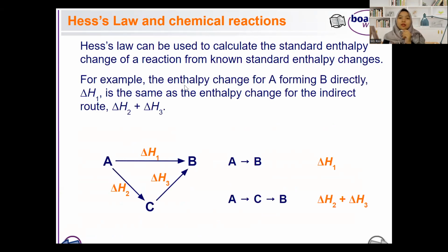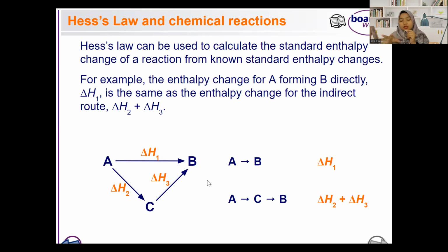Hess's law and chemical reaction. Hess's law can be used to calculate the standard enthalpy change of a reaction from non-standard enthalpy changes. For example, the enthalpy change for A forming B directly, delta H1, is the same as the enthalpy change for the indirect route, delta H2 plus delta H3.